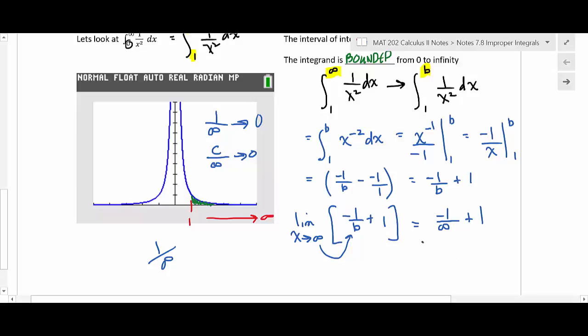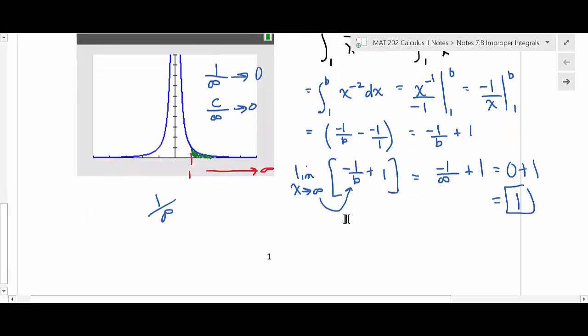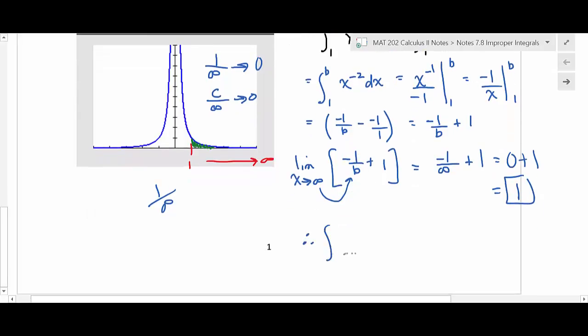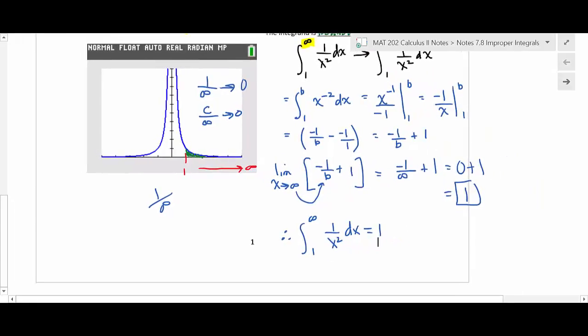So what that means is this is going to go to 0. You have 0 plus 1. So the answer to this integral is 1. We conclude that the integral from 1 to infinity of 1 over x squared dx is equal to 1. Now, that's pretty heavy for students a lot of times: how could an area be just 1 if it goes on forever? Well, one thing that's happening is as x goes to infinity, the curve is just getting closer and closer to the x-axis. So it does approach a finite value.